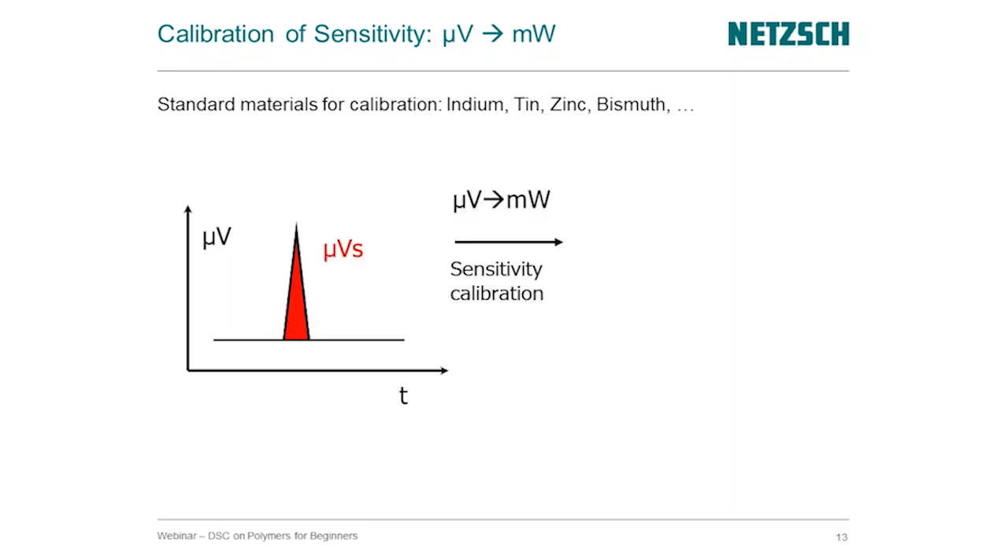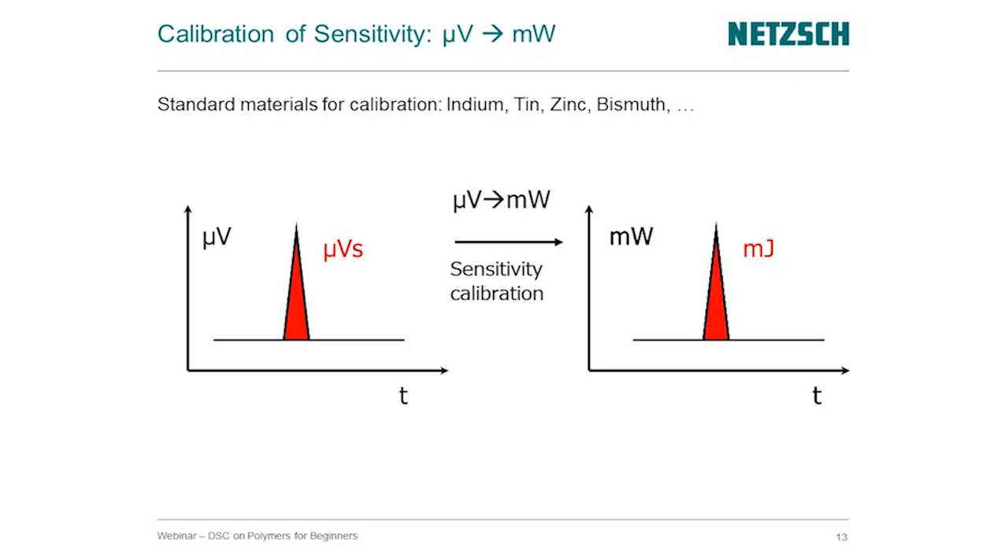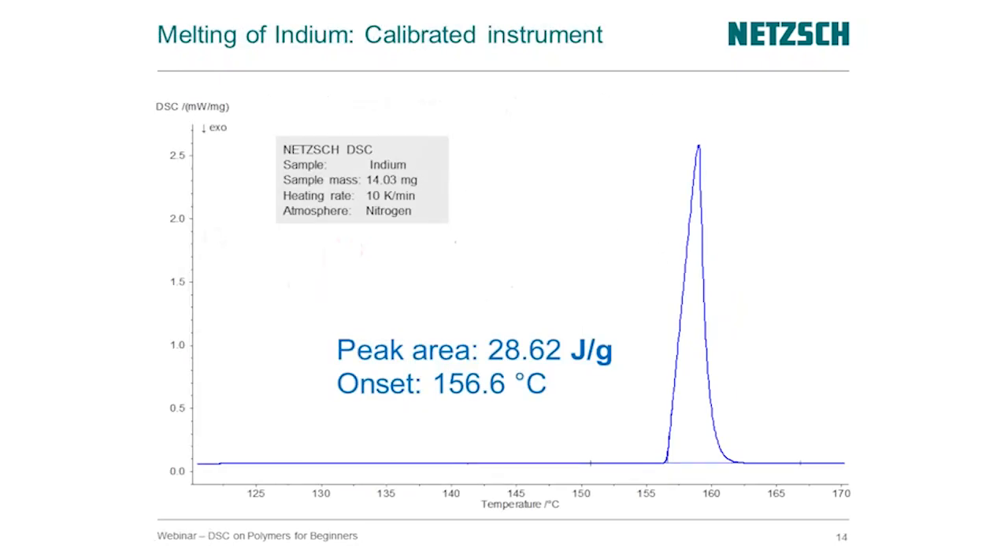So this conversion process, through calibration, we can, by comparing these materials of known heat flow behaviors in the melting point, then compare the melting of our sample or any other thermal behavior, and get the energetics expressed in millijoules. We call that a sensitivity calibration.